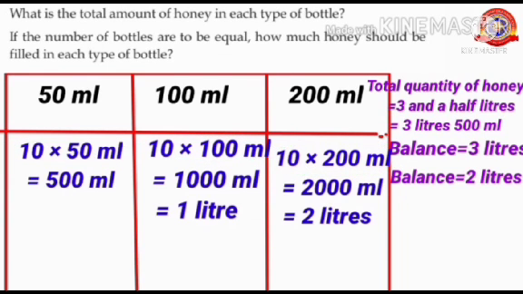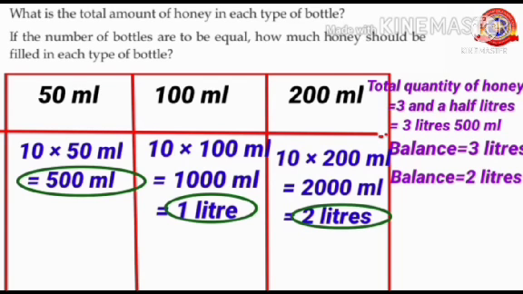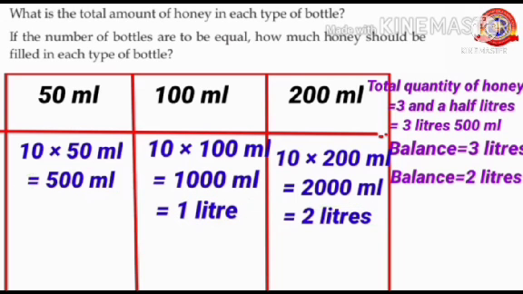Children, listen to the next question. What is the total amount of honey in each type of bottle? That means, what is the total quantity of honey in each type of bottle? He filled 500 milliliters of honey in 50 milliliter bottles, 1 liter of honey in 100 milliliter bottles and 2 liters of honey in 200 milliliter bottles.